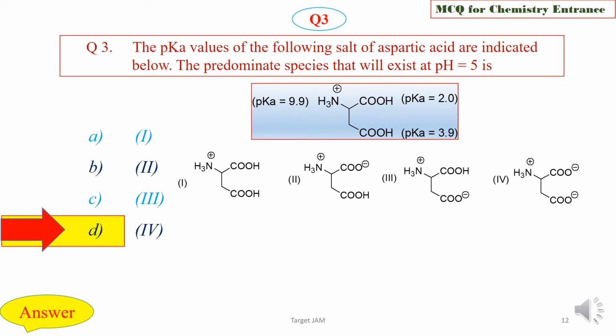This is because if you see the pKa of the two carboxylic acids, COOH and COOH, 2.0 and 3.9, they will exist as anion, that is carboxylate ion, and the amine will be present as the aminium, that is structure 4.